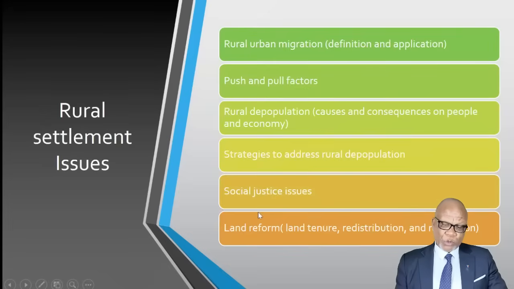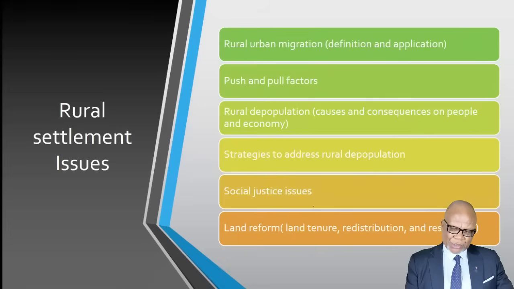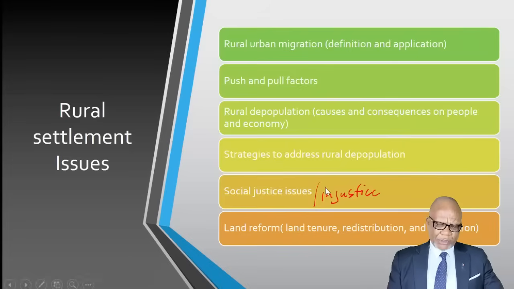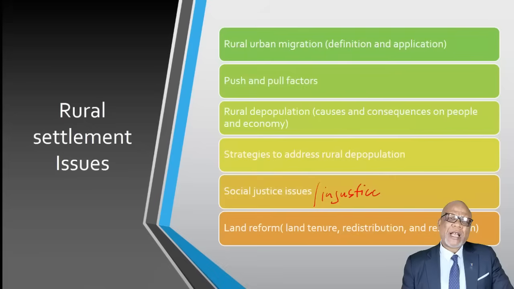So what is rural depopulation? Strategies to address rural depopulation, social justice issues. So when you speak of social justice issues, we can also say it's called injustice. So simply by justice, we're referring to fairness. By injustice, we're referring to unfairness. So we're going to look at social justice. So when you speak of social justice, it's fair treatment. Then when you speak of social injustice, we're talking about unfair treatment.